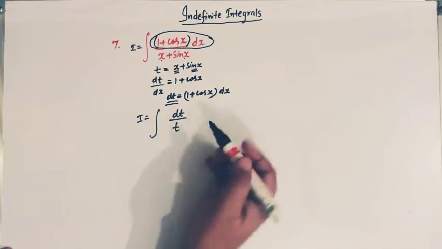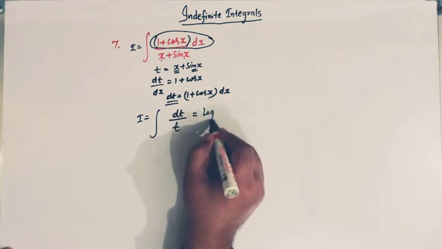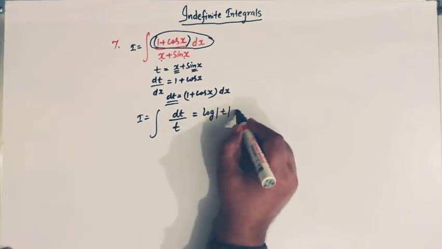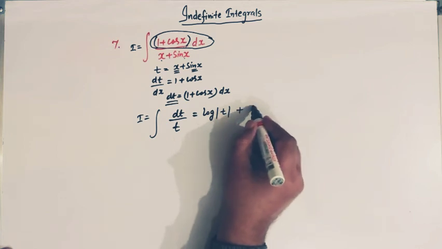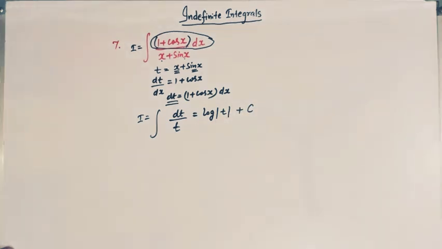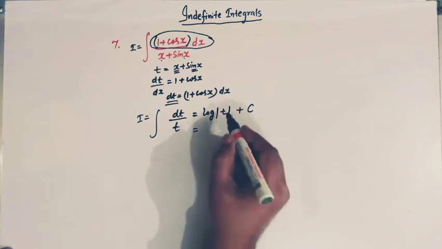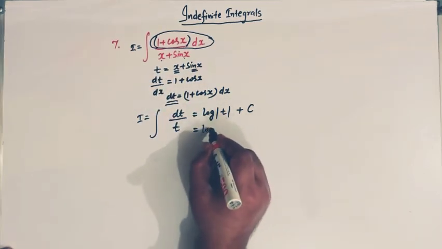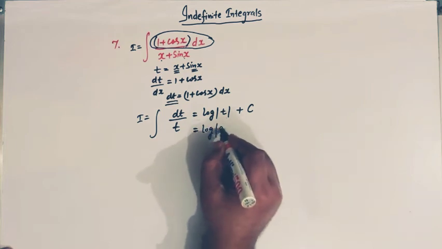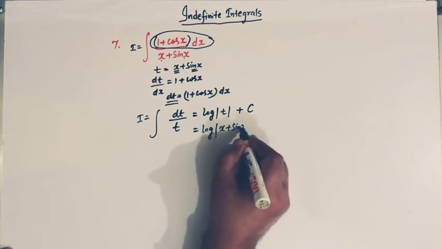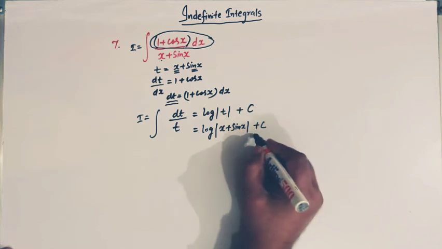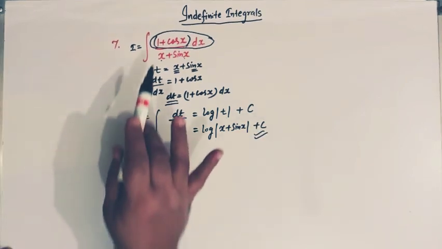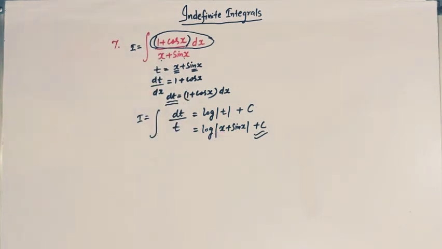The integral of 1 over t is log t, plus c, the constant of integration. Again, resubstituting the value of t as x + sin x, we can write log of (x + sin x) + c. So this is the required integral of this function.